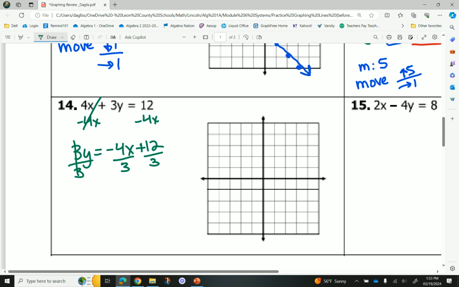No, because 12 didn't have an x. If 12 had an x, yes, I could do that. But since it doesn't, they just stay next to each other. Negative 4/3 x is just going to stay like that. 12 divided by 3 is 4.